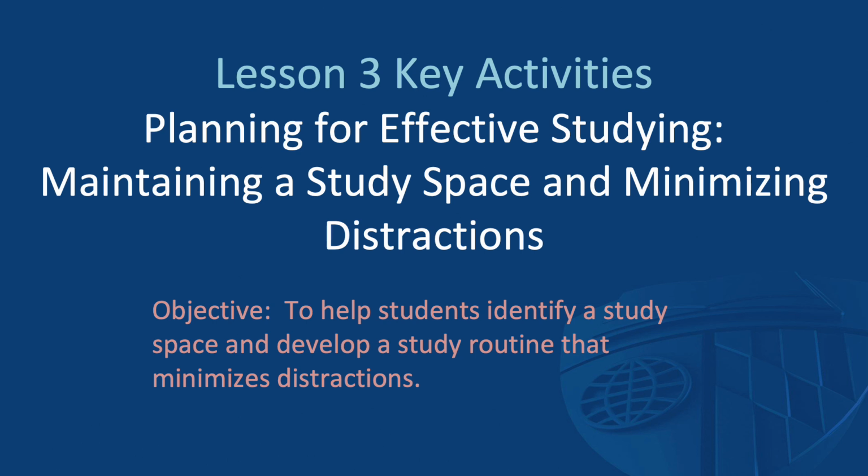The title of Lesson 3 is Planning for Effective Studying, Maintaining a Study Space and Minimizing Distractions. The main learning objective for the third lesson in Unit 3 is to help students plan for the kind of study space and study routine they will need to be successful in high school.